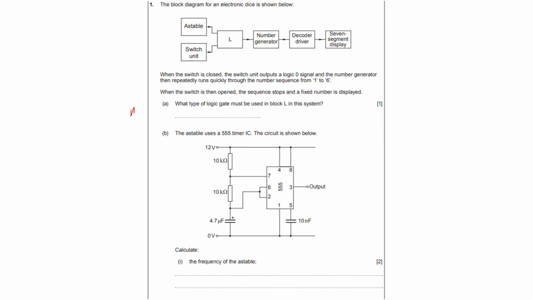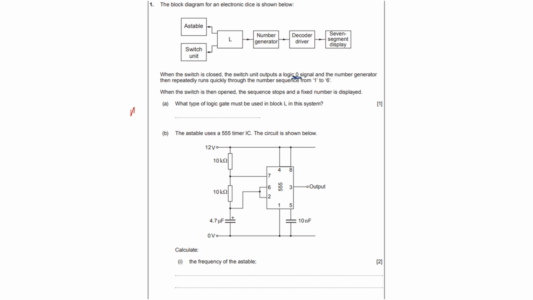Okay, so let's have a go at this question. The first question is asking about L and what type of logic gate must be there. Well, you need a logic gate that will output when a logic 0 is going in. So logic 0, you want something that will allow it through.